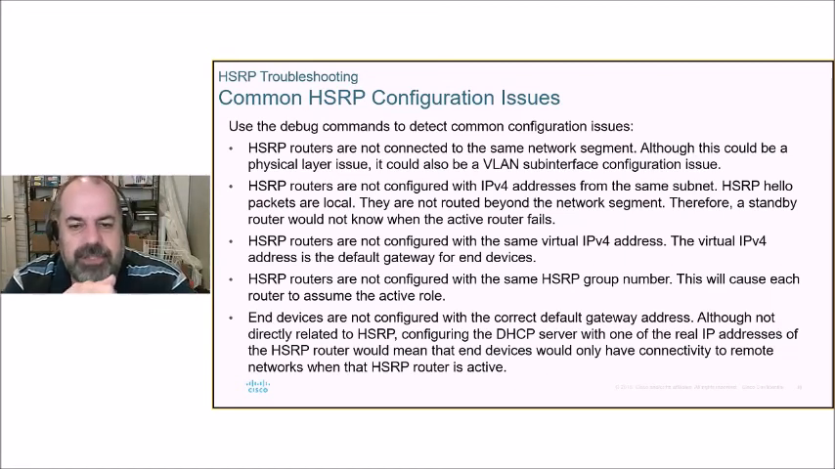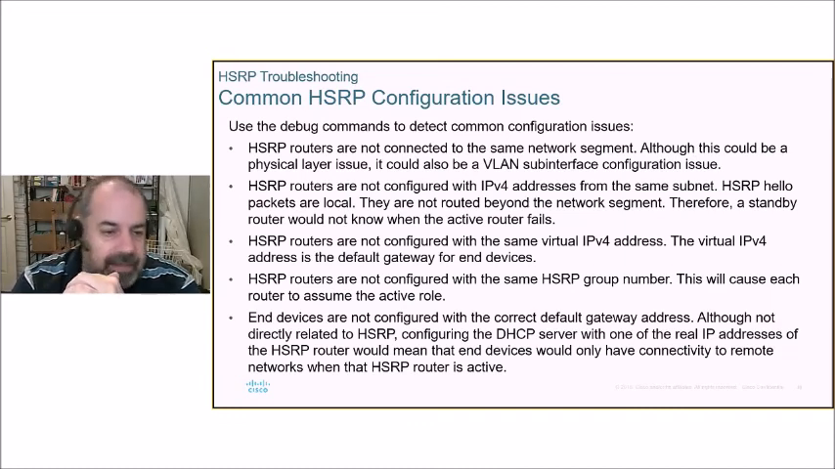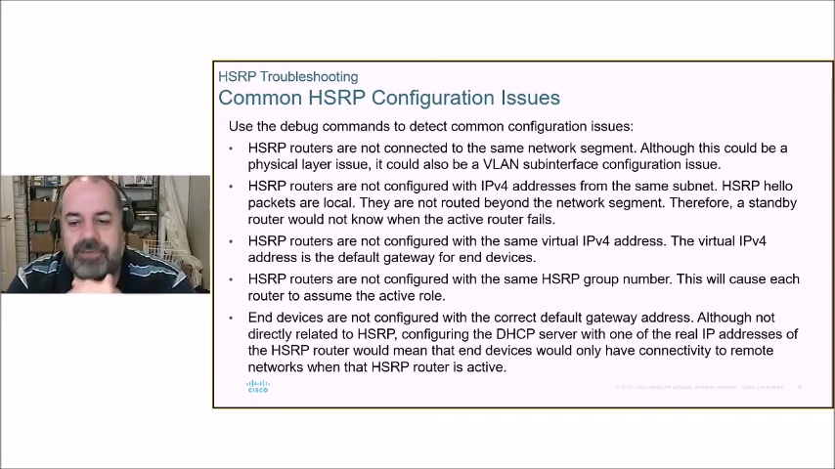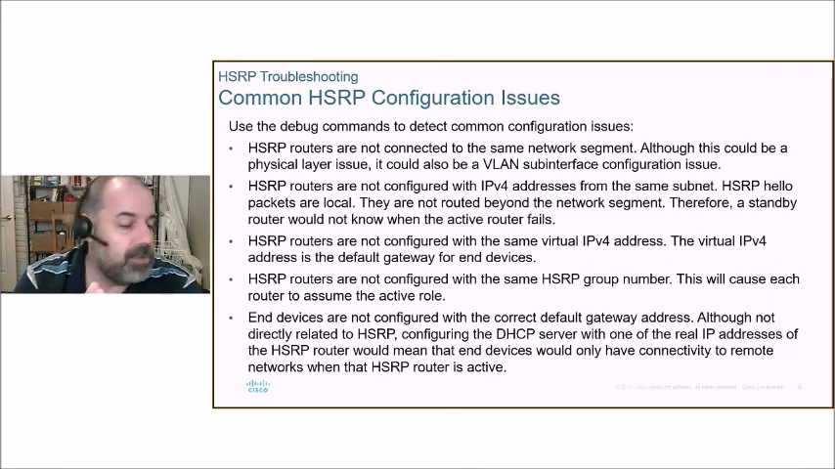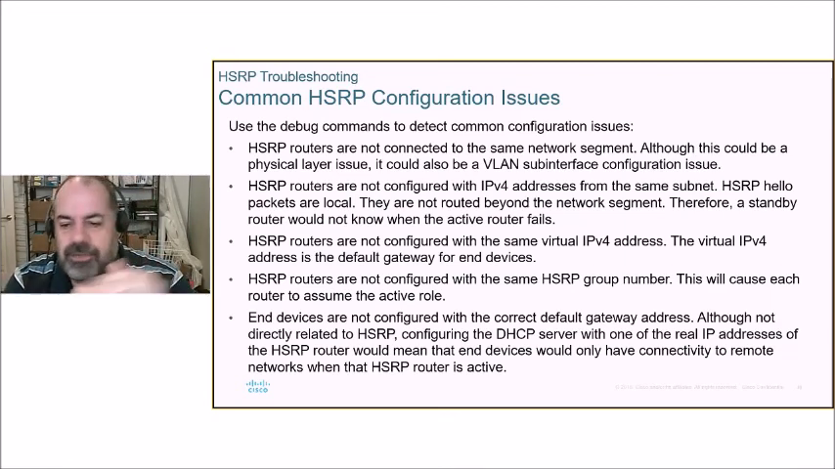HSRP routers are not configured with the same virtual IPv4 address. That is a problem. HSRP routers are not configured with the same HSRP group number. They won't keep track of one another then. End devices are not configured with the correct default gateway address, which of course should be the virtual IP address. Although not directly related to HSRP, you don't get the benefits of HSRP.